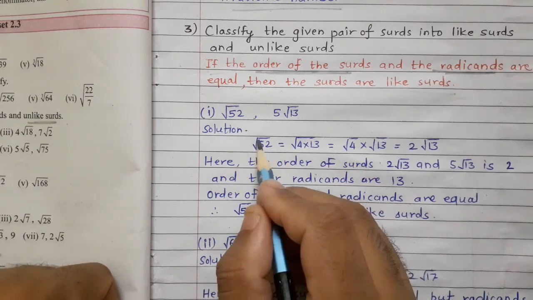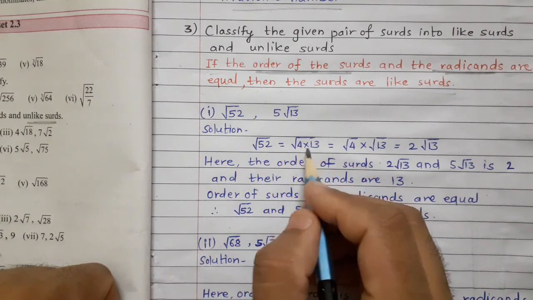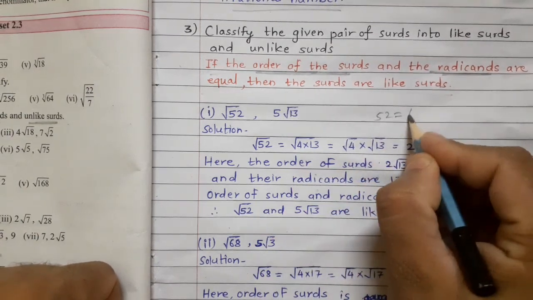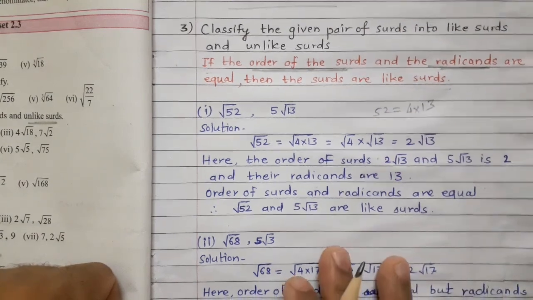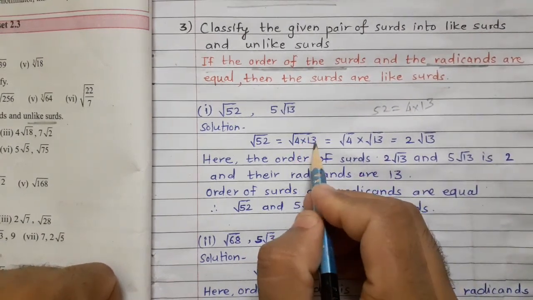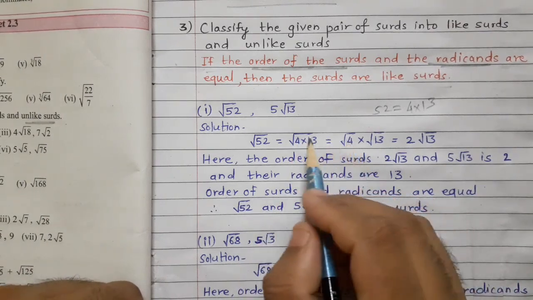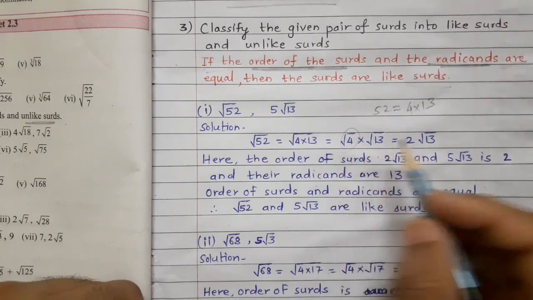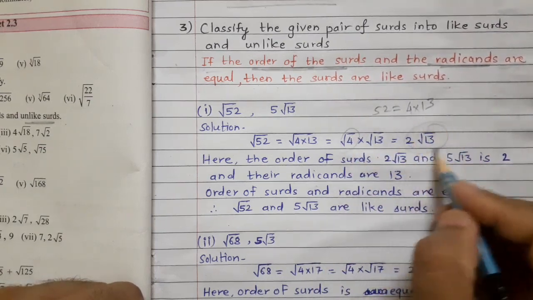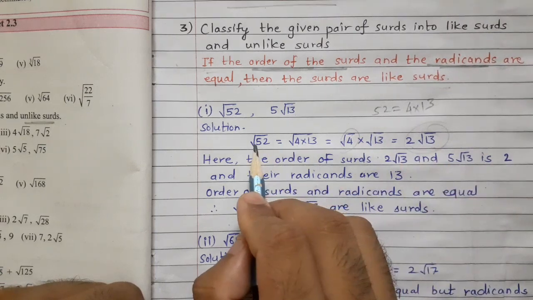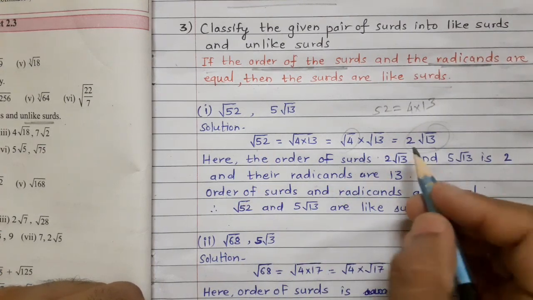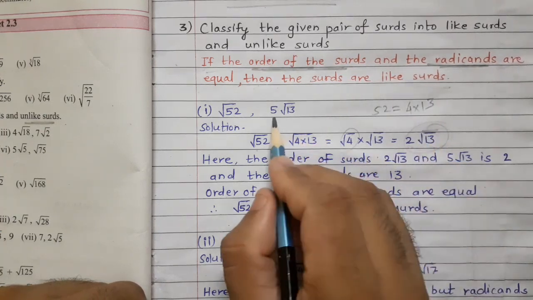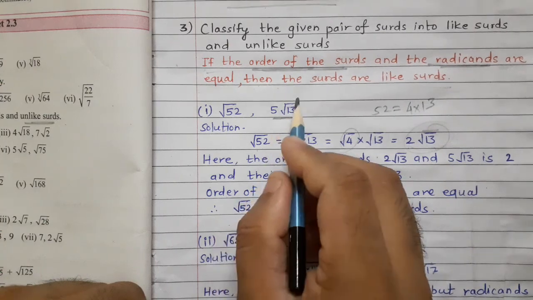So we can write square root of 52 is equal to square root of 4 multiplied by 13, because we can write 52 as 4 multiplied by 13. So square root of 4 multiplied by 13, and next square root of 4 multiplied by square root of 13, and we know that the square root of 4 is 2, then we are having 2 multiplied by square root of 13. Now 2 multiplied by square root of 13 is the simplest form of square root of 52. So here we are having 2 multiplied by square root 13, and another surd is 5 under root 13.